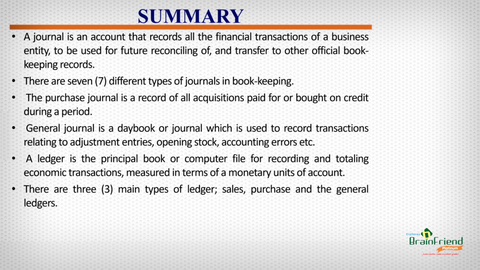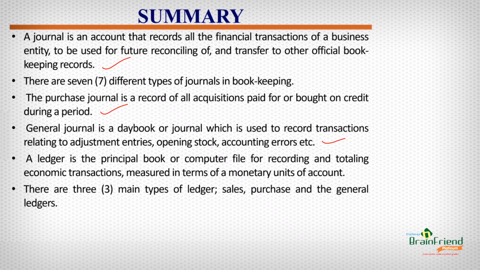Going on, we learned that a journal is an account that records all the financial transactions of a business entity to be used for future reconciliation of and transfer to other official bookkeeping records. Next, we learned that there are 7 different types of journals in bookkeeping. Furthermore, we learned that the purchase journal is a record of all acquisitions paid for or bought on credit during a period. We also learned that general journal is a daybook or journal which is used to record transactions relating to adjustment entries, opening stock, accounting errors, etc.